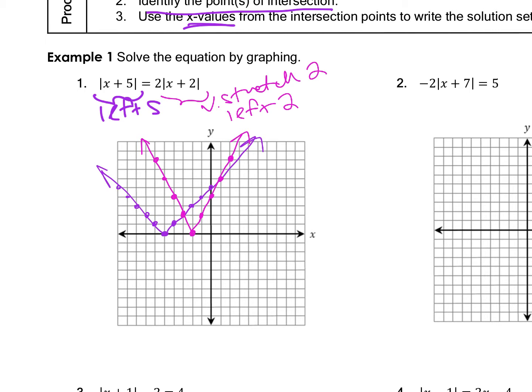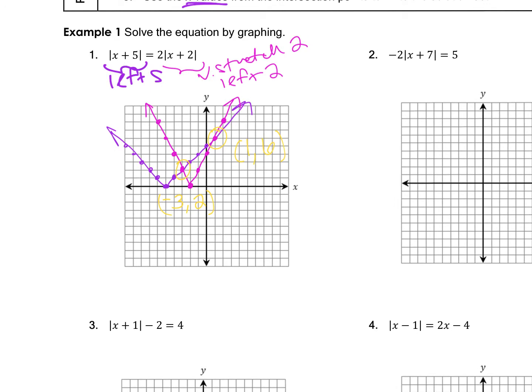So we graph each side separately, and then we're trying to find our points of intersection. So notice that would be here and here. So we need to find those points. That would be -3, 2, and this one would be 1, 6. All right, so we're solving for x.